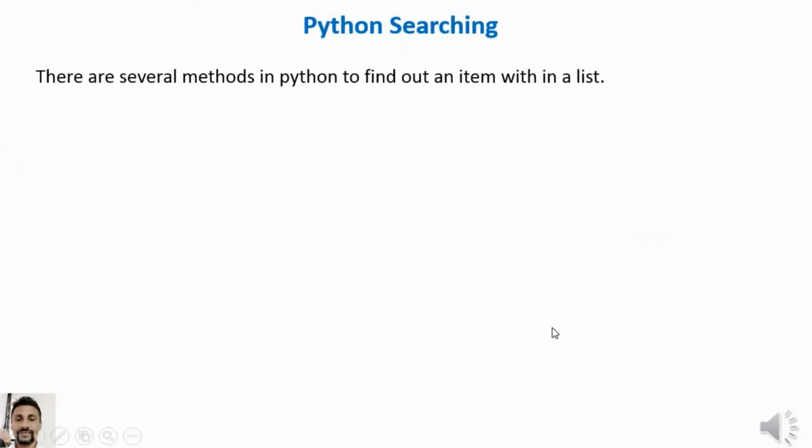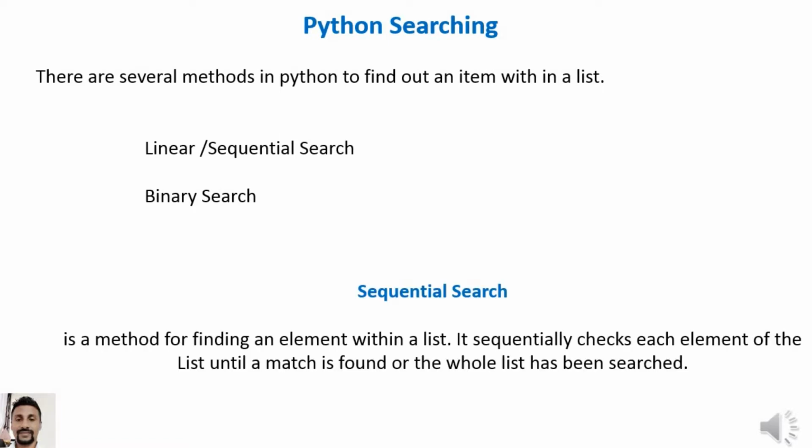Today we are going to discuss Python searching and sorting. In Python searching there are several methods to find an item within a list. It can be either sequential search or binary search. I am going to discuss sequential search, which is in your A-level ICT syllabus.